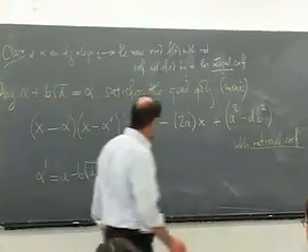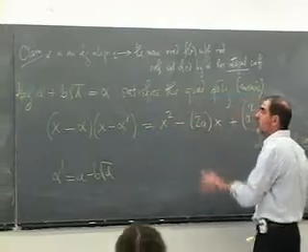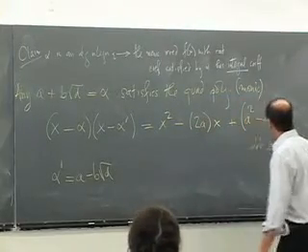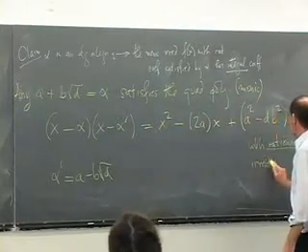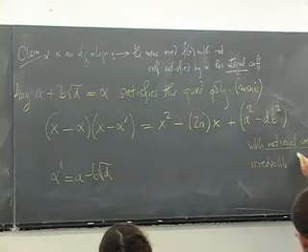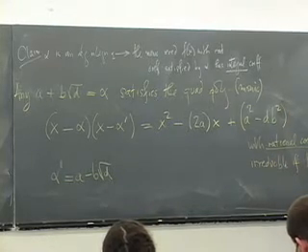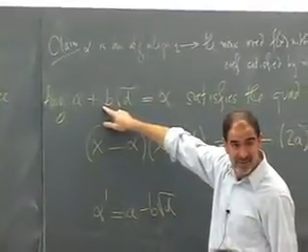Okay? So this polynomial is irreducible if b is not equal to 0, because if b is not equal to 0, this number is not a rational number.